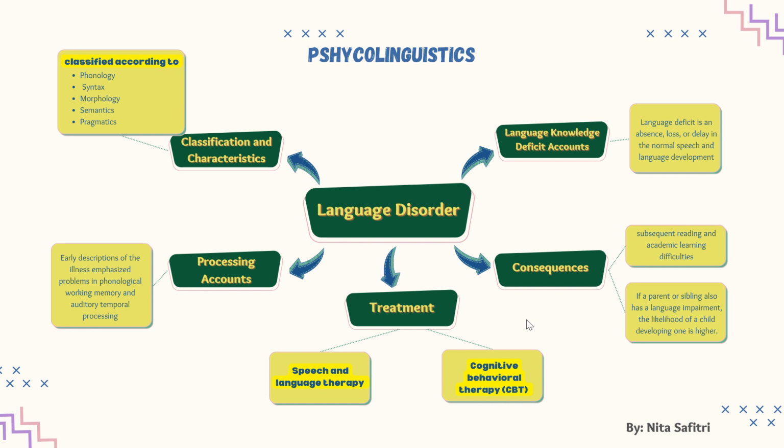Conclusion. A child with a language deficit has an absence, loss, or delay in the normal speech and language development of a child due to some neurological dysfunction. Language disorder can be classified according to the aspect of language that is impaired: phonology, syntax, morphology, semantic, and/or pragmatic. And we can help children with language disorder who experience emotional or behavioral problems with speech and language therapy or cognitive behavioral therapy or CBT.